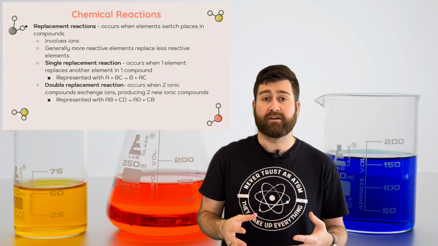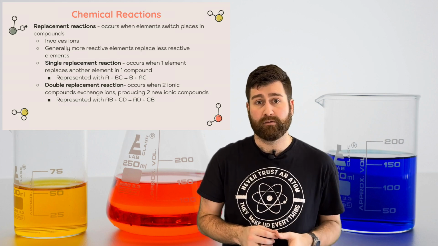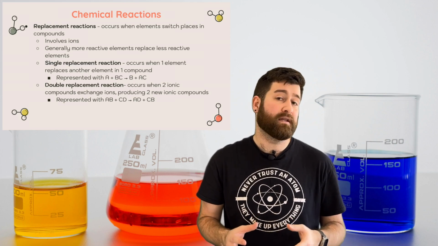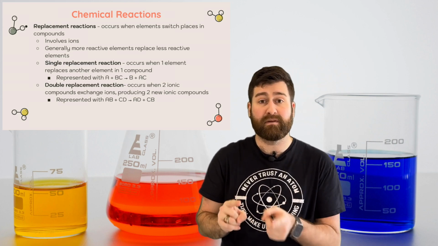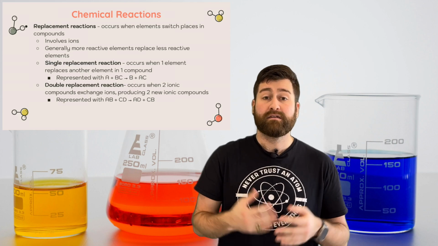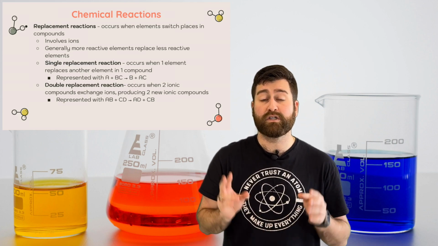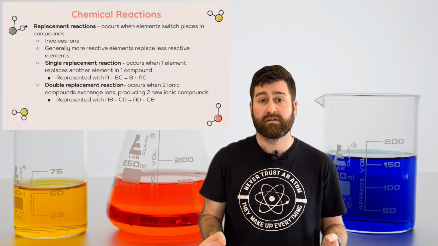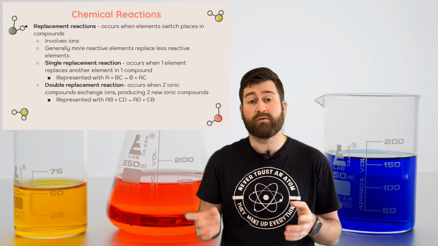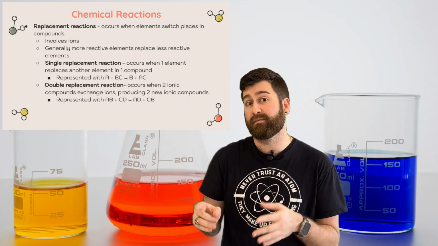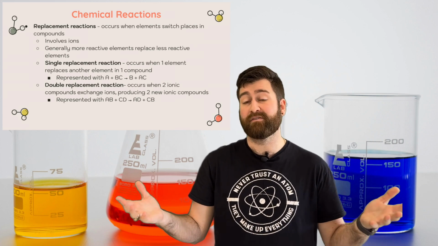Single replacement reactions occur when one element replaces another element in one compound. And this is represented with capital A plus capital B, capital C going to capital B plus capital A, capital C. Double replacement reactions occur when two ionic compounds exchange ions, producing two new ionic compounds. And this is represented with capital A, capital B plus capital C, capital D goes to capital A, capital D plus capital B, capital C. They just swap places. Hence, replacement reaction.